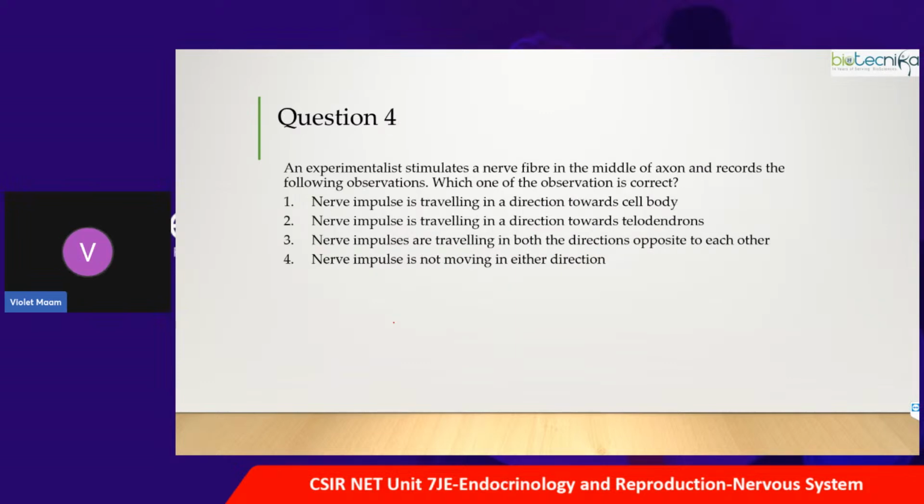Now the next question is again from the nervous system. An experimentalist stimulates a nerve fiber in the middle of the axon and records the following observations. Which one of the observations is correct? Nerve impulse is traveling in a direction towards the cell body. Nerve impulse is traveling in a direction towards telodendrons. Nerve impulses are traveling in both directions, opposite to each other. Nerve impulse is not moving in either direction. So what do you all think? What should be the right answer over here?